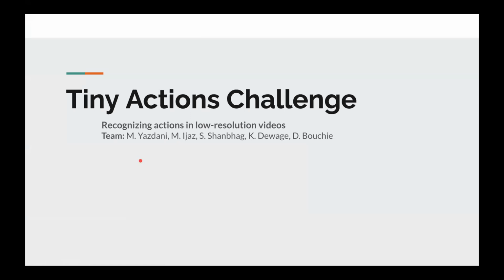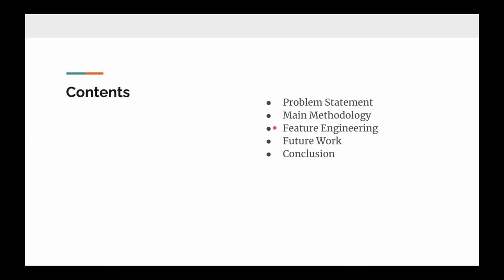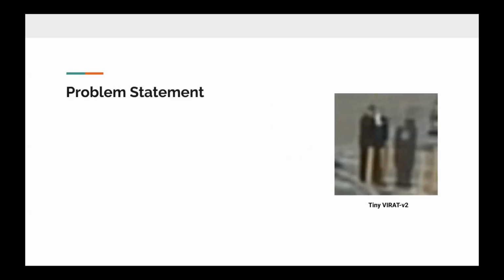So our project for the class was the Tiny Action Recognition Challenge, which is part of the ActivityNet workshop held in CVPR this year. So our team members are Mehdi, me, Sanjay, Kasun, and Dane. So we're going to go over the problem statement, the main proposed method, some ideas along the feature engineering pipeline that we tried, future work, followed by conclusion.